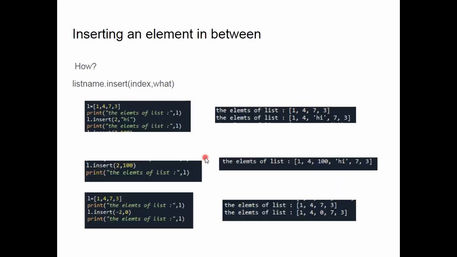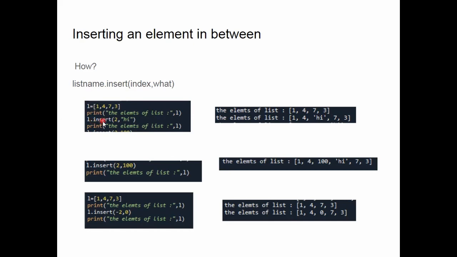Okay, now the insert element. Insert is to insert something new. Where to insert and what to insert. So the method is name dot insert function, where we want to insert something and what new element we want to insert. Okay, so we have L is equal to 1, 4, 3, 7. Print the elements of the list L, because all the elements of the list will be printed.